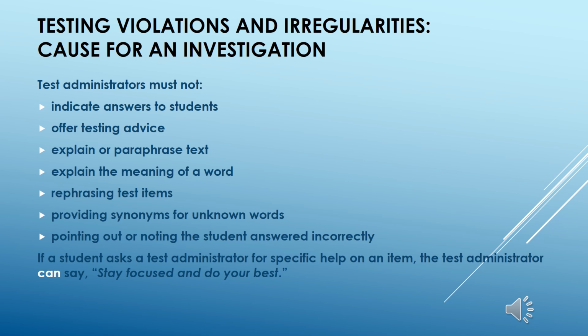A testing violation or irregularity can be cause for an investigation. Some examples of situations that are a cause for an investigation include indicating answers to students, offering testing advice to students, explaining or paraphrasing text, explaining the meaning of a word, rephrasing test items, providing synonyms for unknown words, pointing out or noting the student did not answer correctly. If a student asks a test administrator for specific help on an item, the test administrator can say, "Stay focused and do your best." Remember, perception is everything during testing.